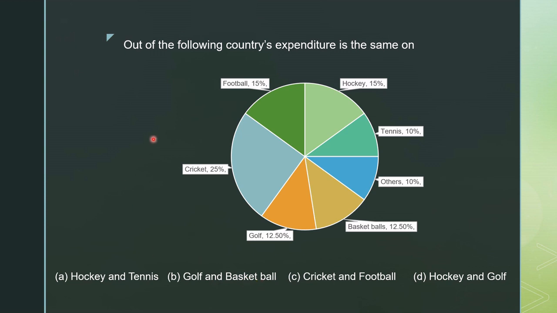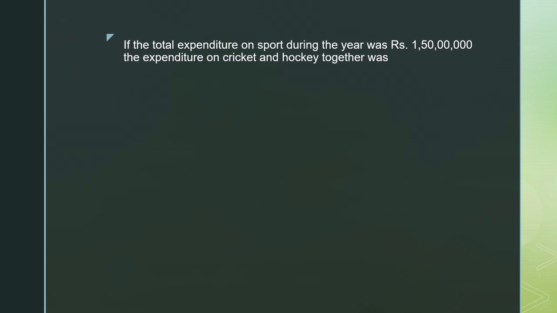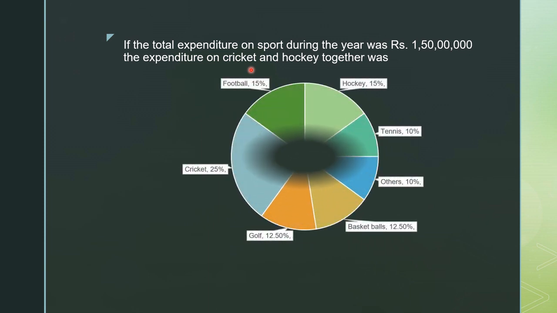Okay. So coming to the next question. Our next question is, if the total expenditure on sport during the year was 1 crore 50 lakh, the expenditure on cricket and hockey together was. So here is the pie chart. Football is 15%, cricket is 25% expenditure and hockey is 15% expenditure.